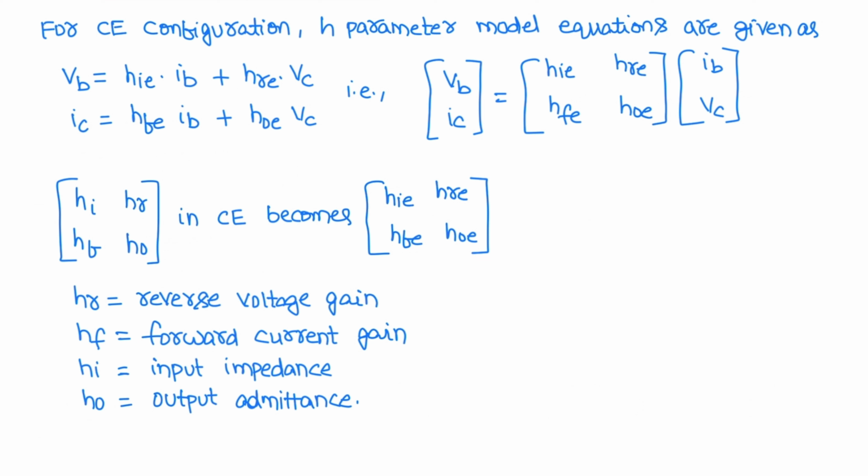For the CE configuration, the h parameter model can be given as VB is equal to HIE, where E stands for common emitter. If it is collector it means HIC, and if it is base it means HIB, common base. So VB equals HIE into IB plus HRE into VC. IC, the output current, is equal to HFE IB plus HOE VC. These HI, HR, HF, HO become HIE, HRE, HFE and HOE in the CE configuration, where HR is the reverse voltage gain, HF is the forward current gain, HI is the input impedance, and HO is the output admittance.